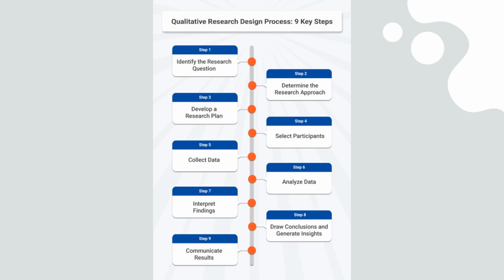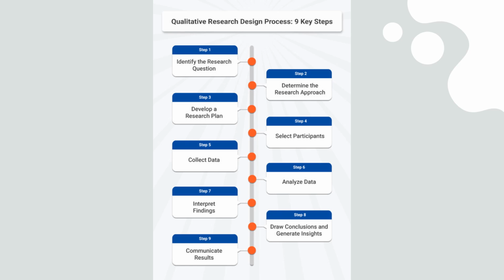The qualitative research design process typically involves several key steps, and here we're showing nine. While the specific details will vary depending on the research context and the methodology that you've chosen, here is a general overview of the steps involved. So step 1, identify your research question. Start by providing a concise and unambiguous statement that outlines your research question or objective. What do you want to explore or understand through your qualitative research? Ensure that your question is specific, focused, and relevant to your field of study.